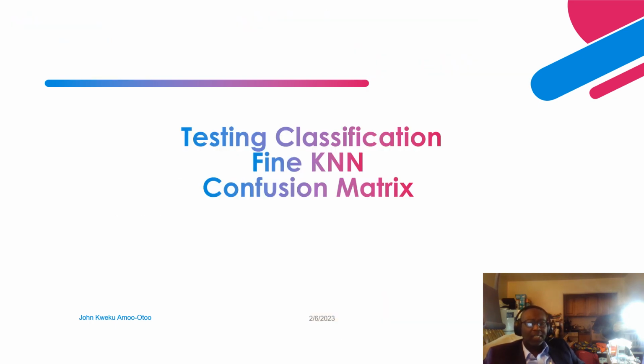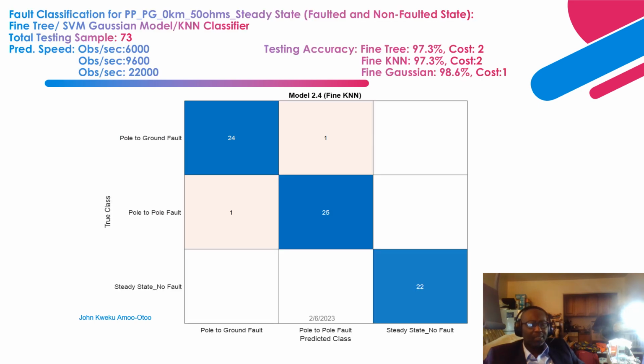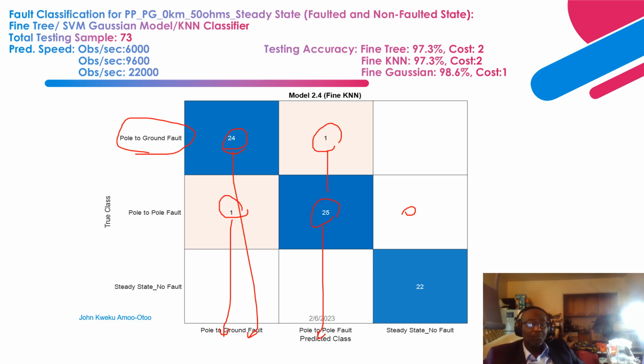Now let's take a look at the testing classification for the fine KNN. For the fine KNN, similarly, 24 out of 25 were correctly classified as pole to ground fault out of the pole to ground fault data points, and for pole to pole fault, one of them was misclassified as pole to ground, and 25 were correctly classified as pole to pole, and zero misclassification between pole to pole and steady state. And for pole to ground, 1 out of 25 was misclassified as pole to pole fault. And steady state, all of them were correctly classified.